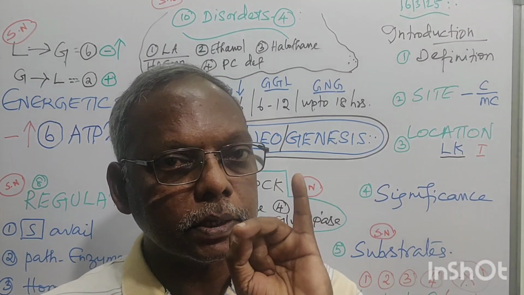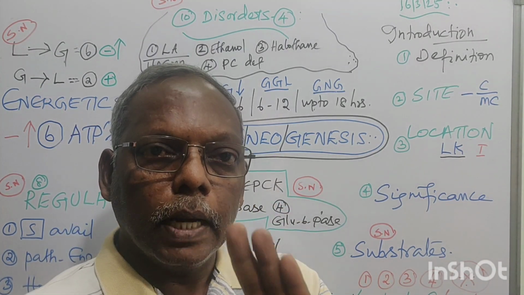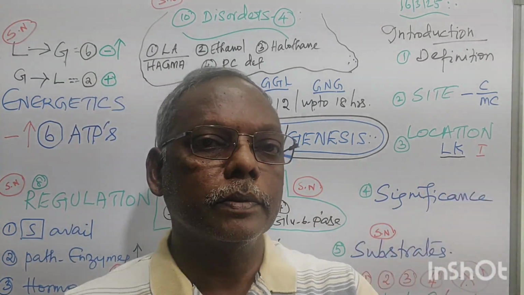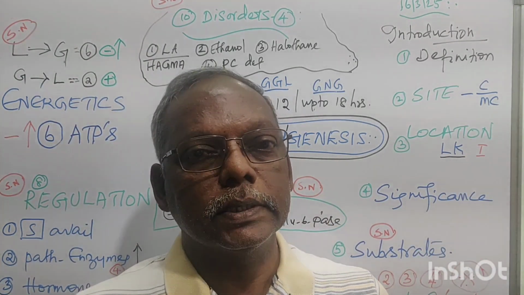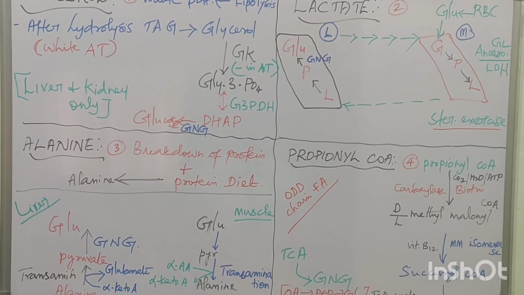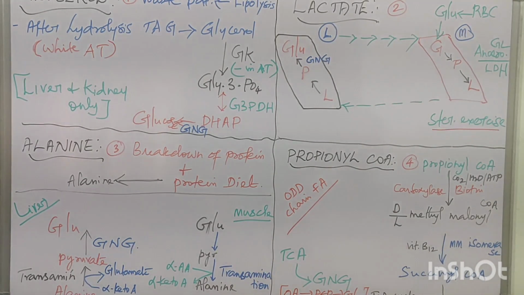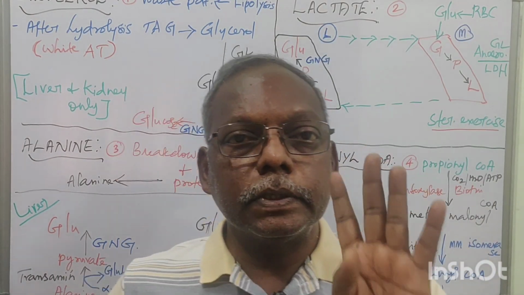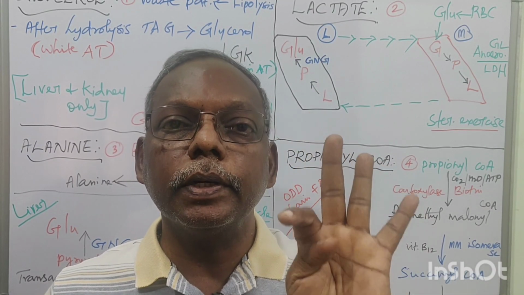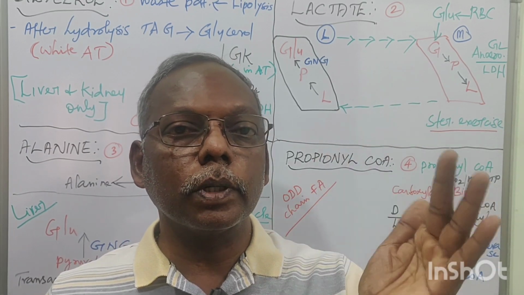Propionyl-CoA, that is a short chain fatty acid. Lactate, that is the end product of anaerobic glycolysis. Alanine, that is a glucogenic amino acid, and the last one is glycerol, which is derived from fatty acid, that is triacylglycerol. Okay. Yes, the names of the substrates are four: propionyl-CoA, glycerol, lactate, and glucogenic amino acids, alanine and also glutamine. Alanine in liver, glutamine in kidney.